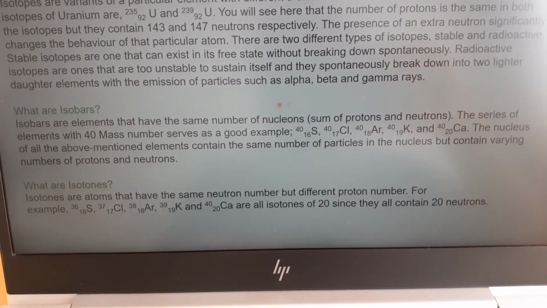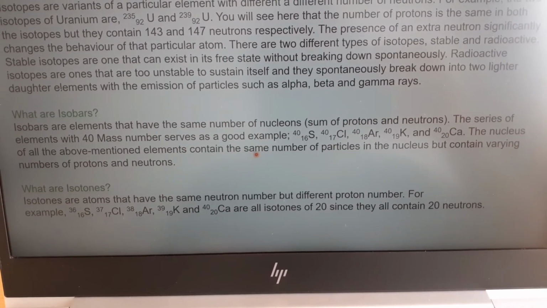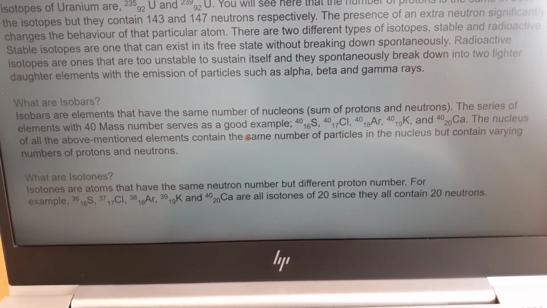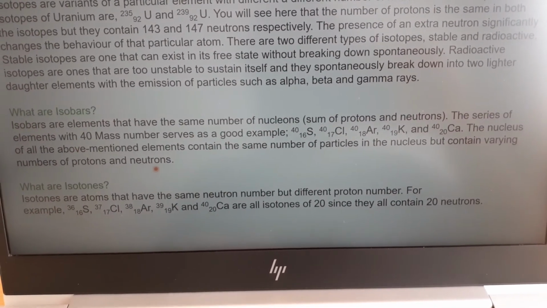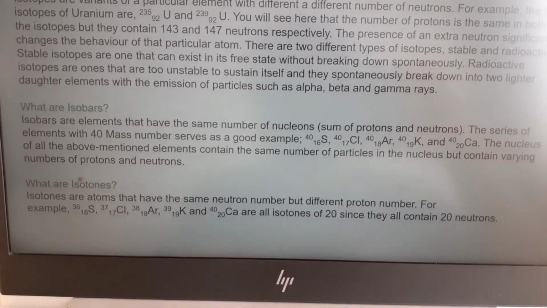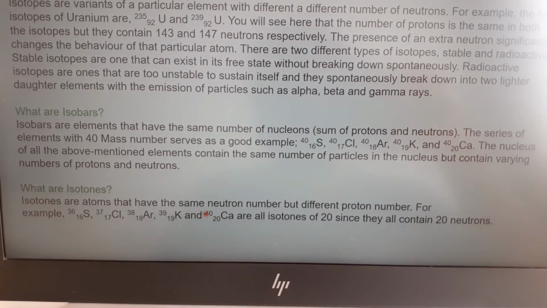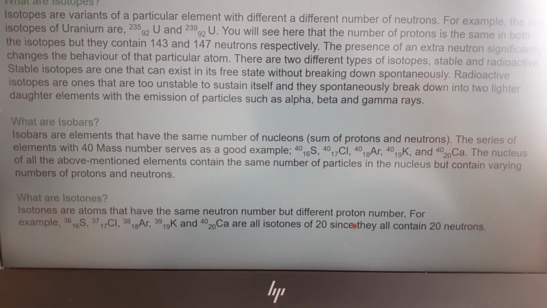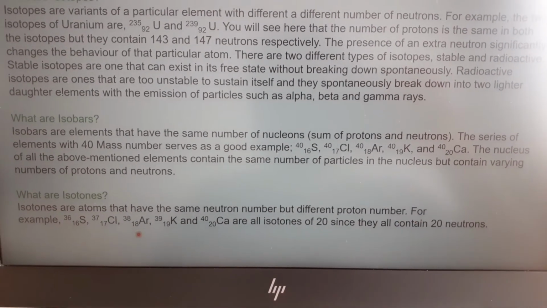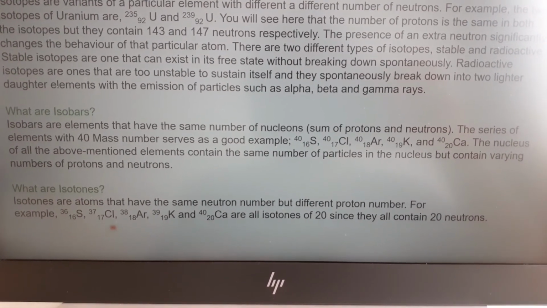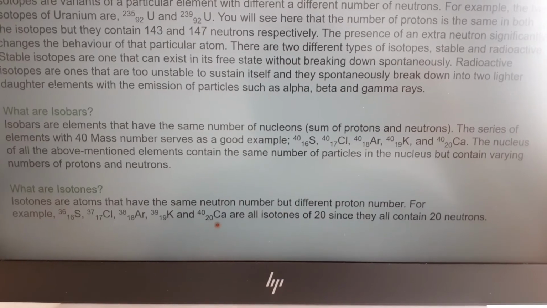The nucleus of all the above mentioned elements contains the same number of particles in the nucleus but with a varying number of protons or neutrons, right? What are the isotones? Isotones are atoms that have the same neutron number but different proton number. For example, sulfur, you can see the same neutron number but the proton number is different.